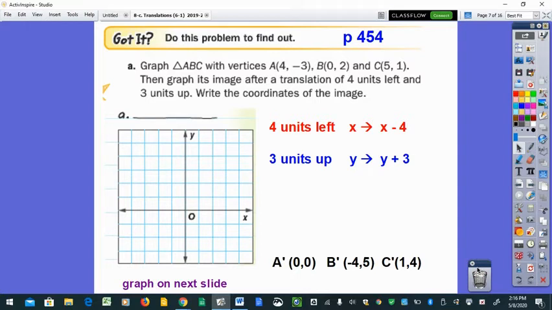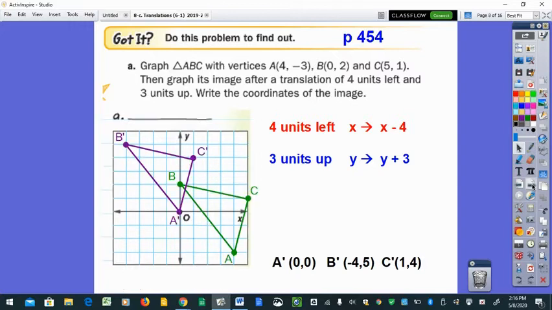So without even graphing it, this would be the corner points of your pre-image, and these would be the corner points of your image after a translation of 4 units to the left and 3 units up. Let me just show you the picture that would go along with that. So the original is the green. So these are those parts.